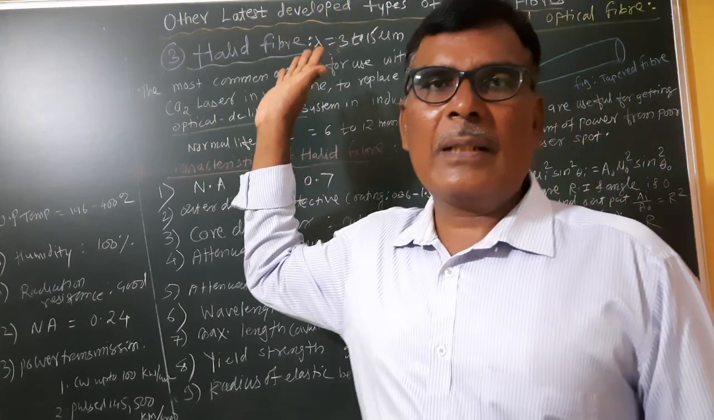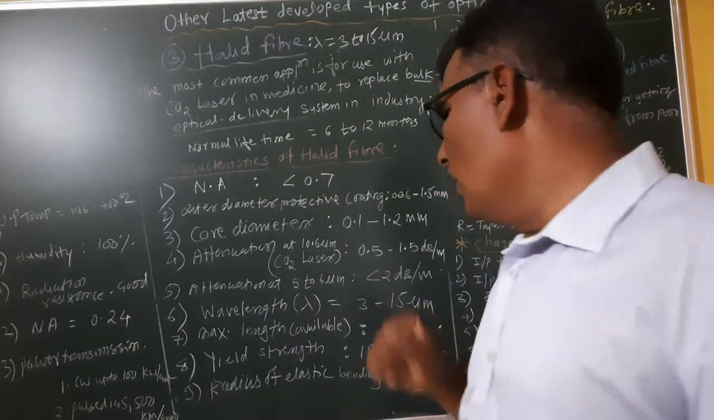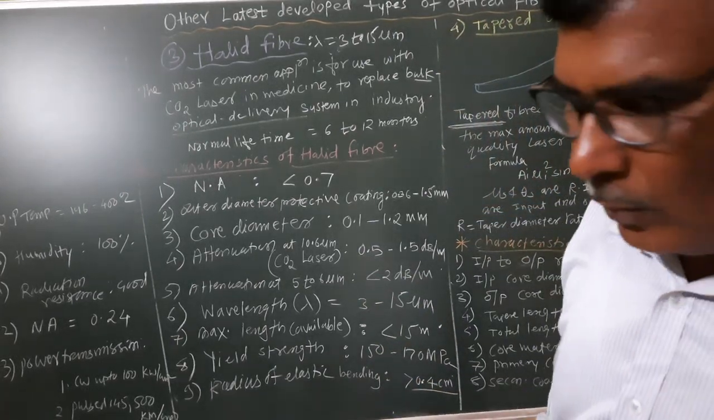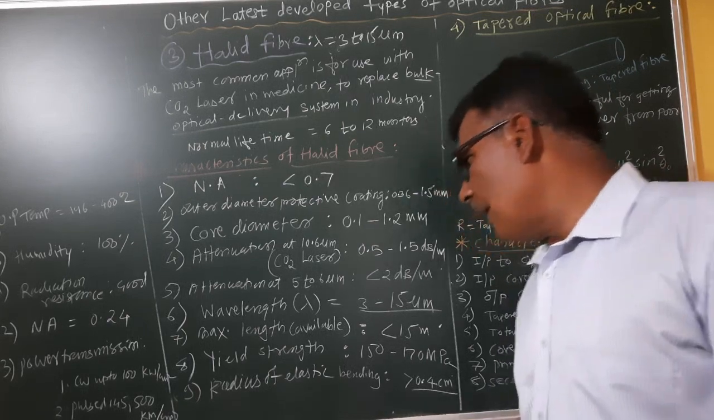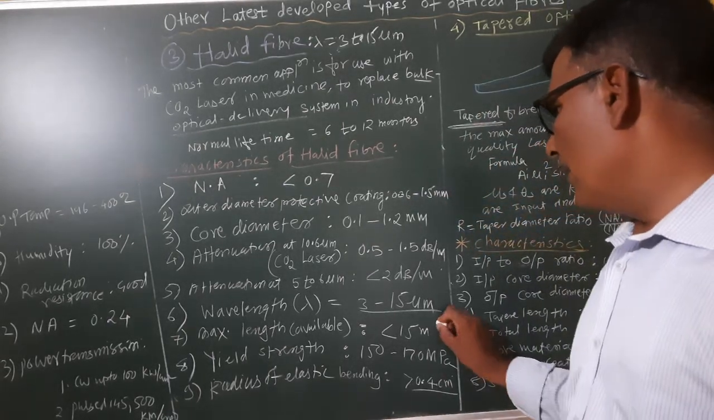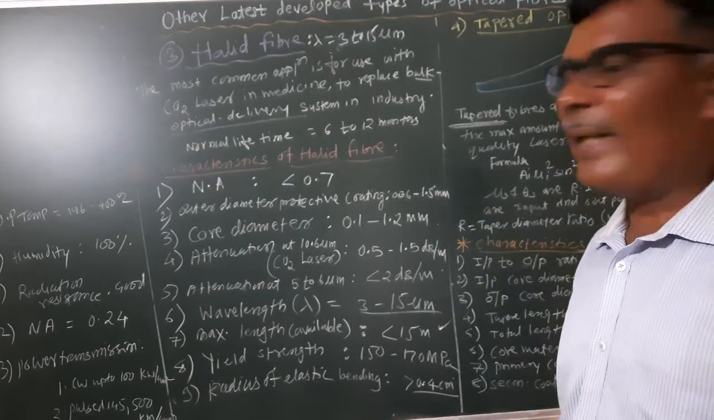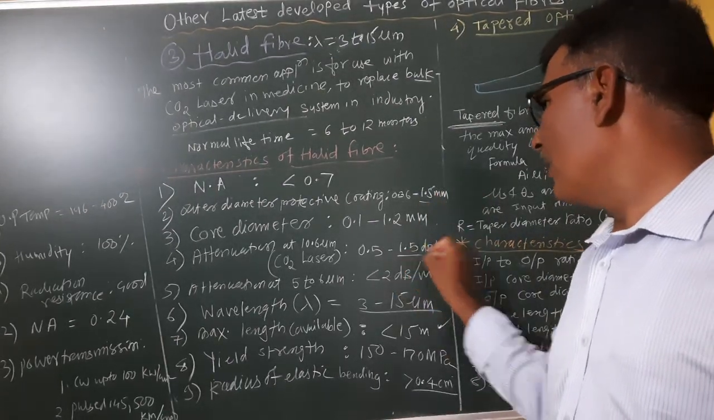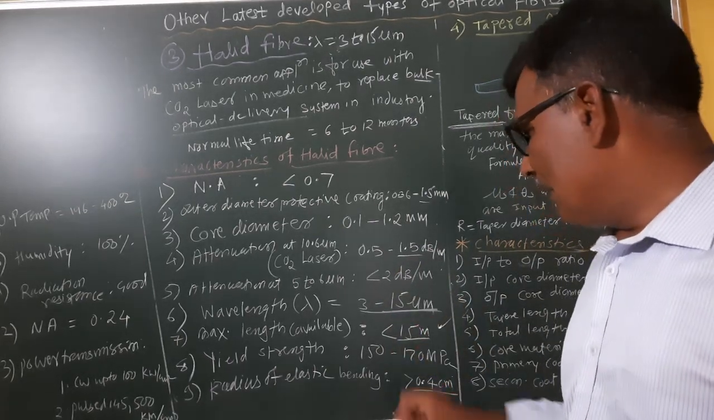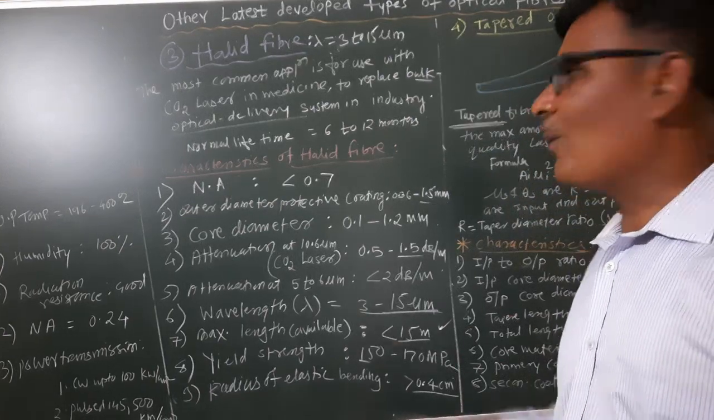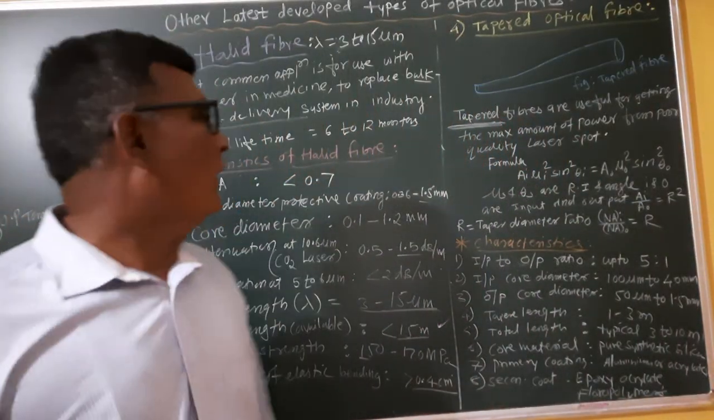The wavelength of halide fiber is 3 to 15 micrometer. That is the main characteristic. The maximum length available is 15 meter. Generally, all the characteristics have a 15 or 1.5 here. Remember the factors: 1.5 mm, 1.5 dB, 15 micrometer, 15 meter. 15 is important for halide fiber. 1.5 is the number we have to consider.